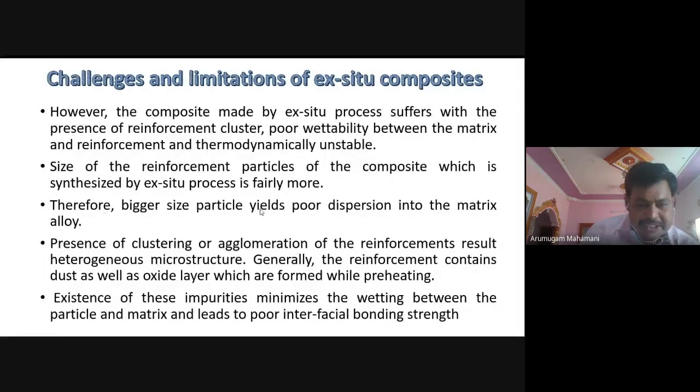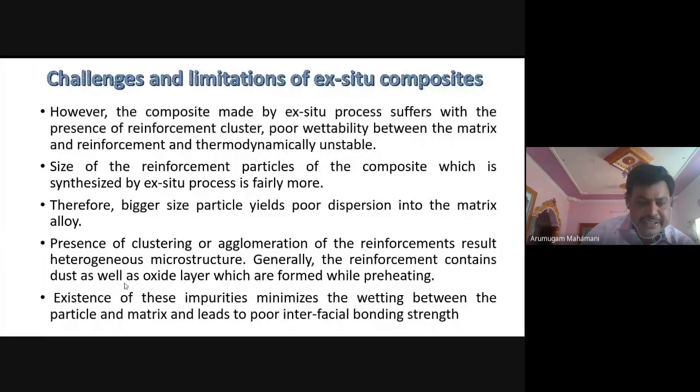Therefore, bigger size particles yield poor dispersion into the matrix alloy. If the particle is small, the dispersion is very easy. If the particle is bigger, 60 micron, 80 micron, the dispersion is very poor. Then again, the presence of clustering and agglomeration of reinforcement particles results in a heterogeneous microstructure. Once there is a heterogeneous microstructure, wherever the reinforcement cluster is more, again at that place the crack is initiated.